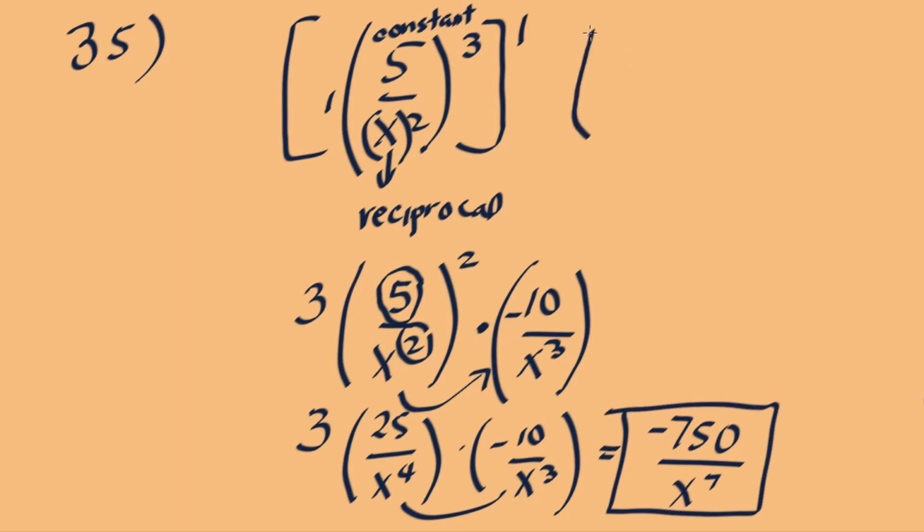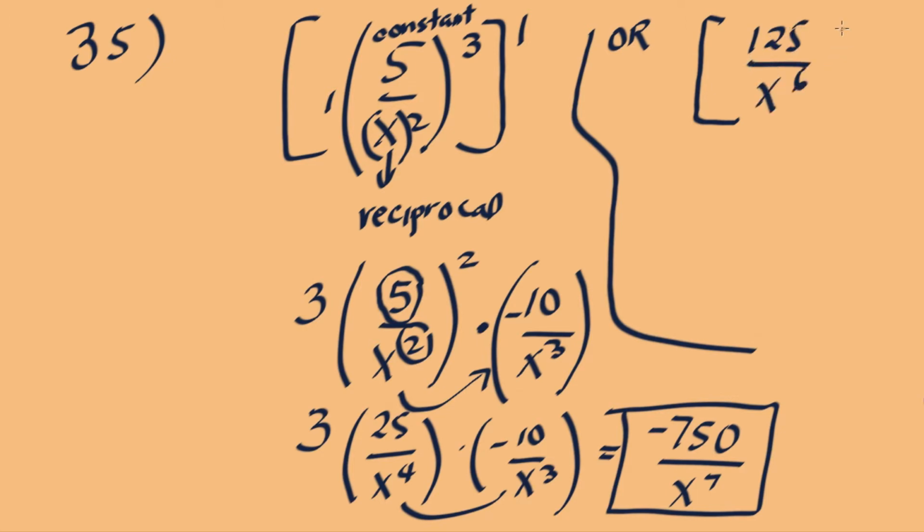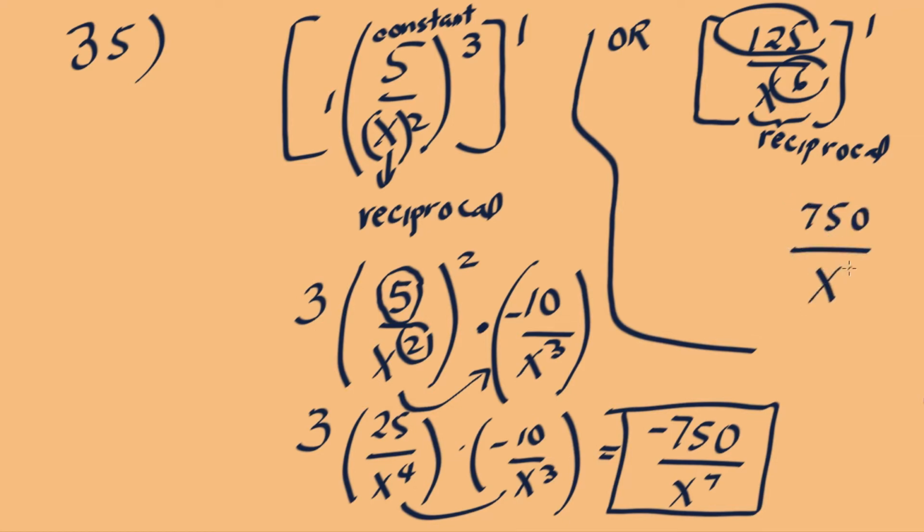Now alternatively, we can also use algebra just like in number 34. So if you want to rename that, 5 over x squared raised to the third power, that's 125 over x to the 6. And then you get the derivative of this expression. Now, this is a reciprocal, so with the shortcut that we developed, we multiply 125 times 6. So 125 times 6 is going to be 750 over x raised to 6 plus 1, 7, and then switch the sign of that original expression.